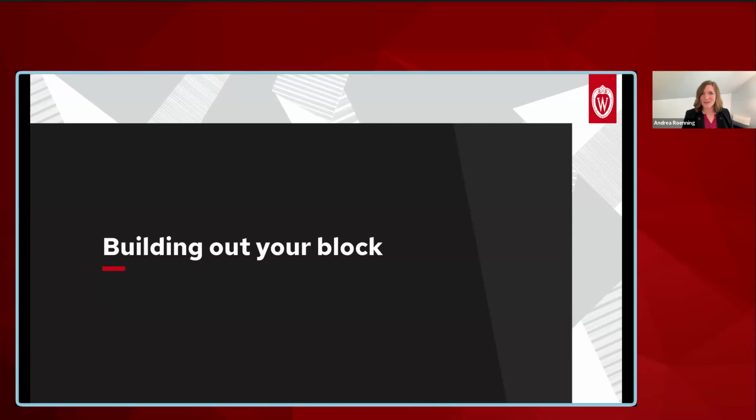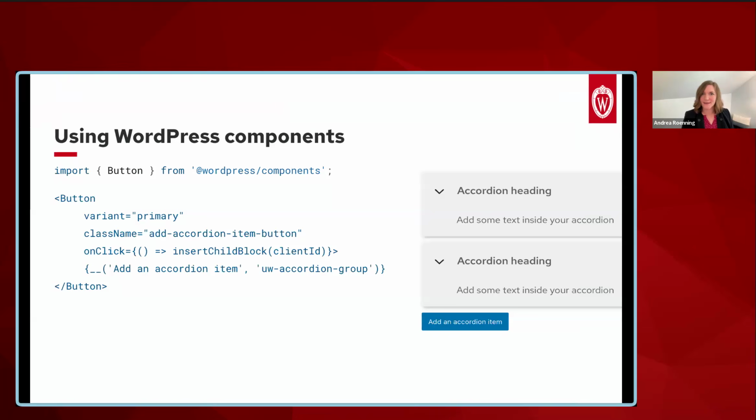All right, next we'll cover just some quick tips and tricks for custom blocks. When you're building out your block's user interface, you can utilize the WordPress component library for things like buttons, toggles, and other elements. Here's an example of importing the button component from WordPress core, and we're using it in the editor to provide a button to easily add an accordion item. It's just a little bit of React to make this happen.